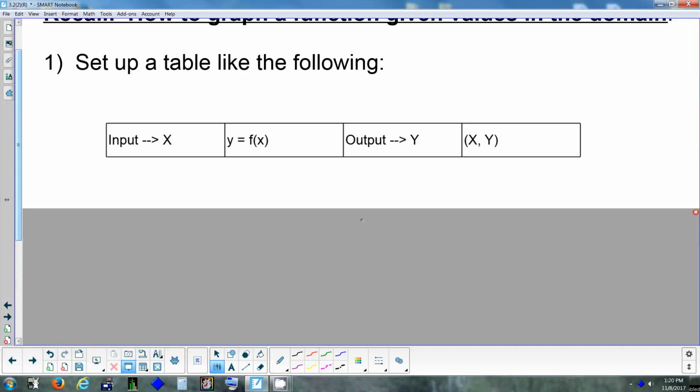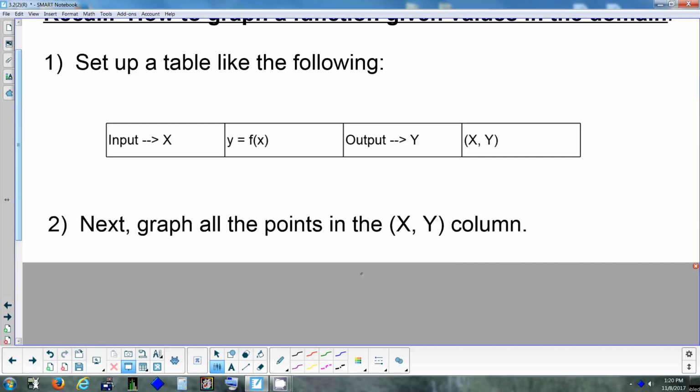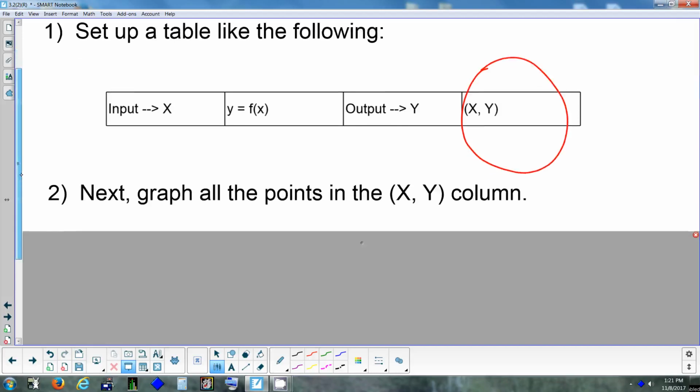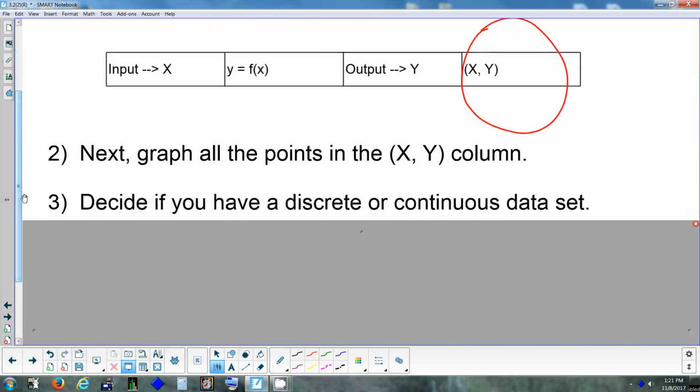All right, so first thing you're going to do is set up a table, just like you did in the homework. Next, you're going to look at this last column, and graph all the points that are in that last column. Guys, we make a graph once just to show you how it works, but tomorrow on the test, you're not going to have to graph them.